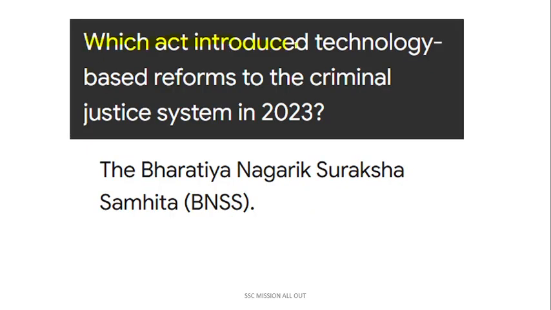Which act introduced technology-based reforms to the criminal justice system in 2023? Bharatiya Nagrik Suraksha Samhita.